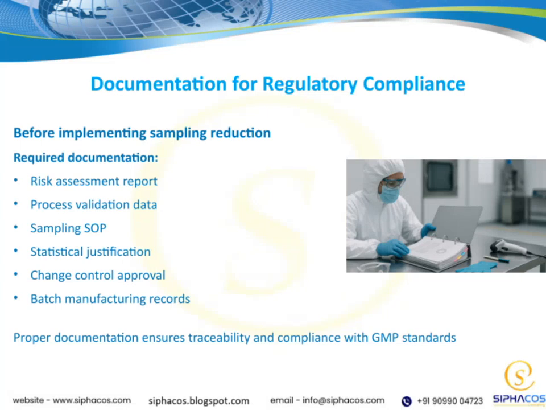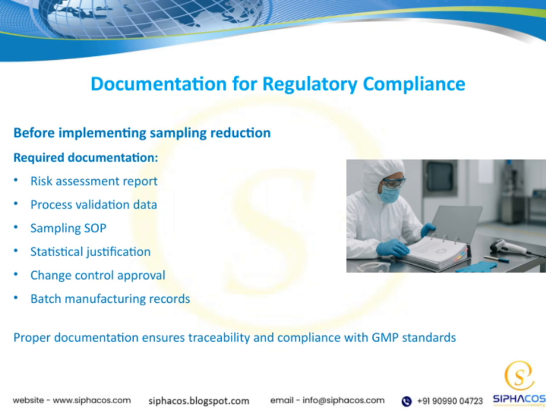Before we move forward with sampling reduction, it's crucial to have the proper documentation in place. First, we need a thorough risk assessment report that evaluates potential impacts on product quality and patient safety. Next, process validation data is essential to demonstrate that our manufacturing process consistently produces quality products. We also need a well-defined sampling SOP, which outlines the procedures for sampling activities. Additionally, a solid statistical justification is necessary to support our sampling changes, ensuring that reductions won't compromise product quality.